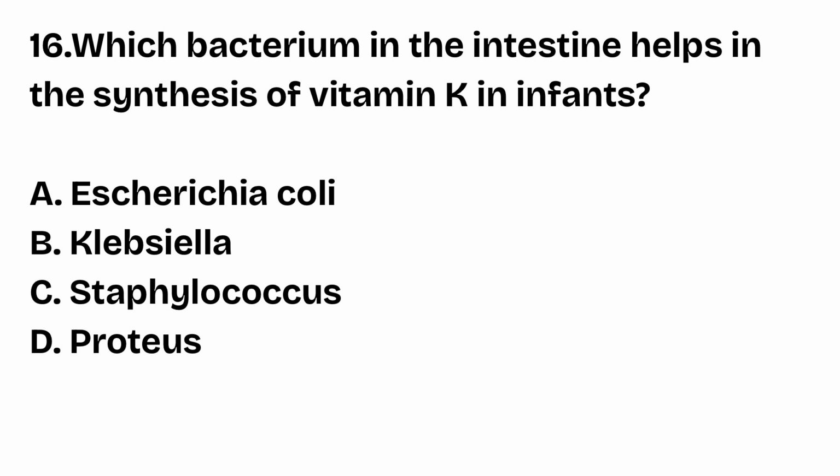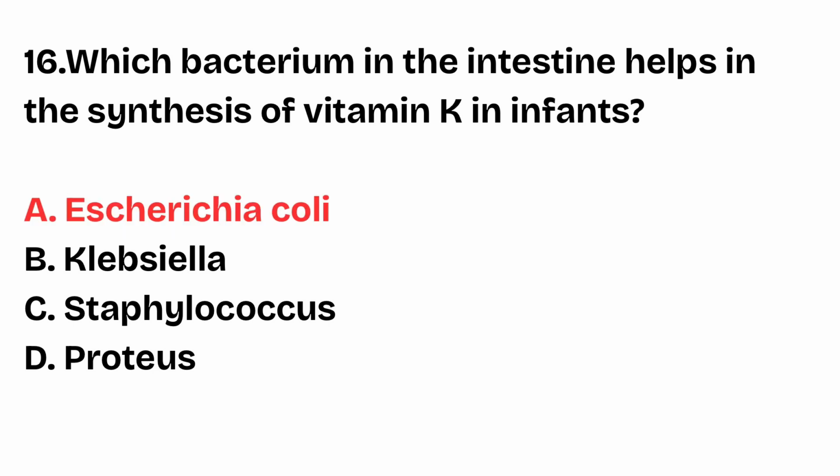Question number 16. Which bacterium in the intestine helps in the synthesis of vitamin K in infants? Escherichia coli, Klebsiella, Staphylococcus, Proteus. The right answer is option A, Escherichia coli. Newborns depend on E. coli in the gut to synthesize vitamin K. This helps in normal coagulation factor activation.